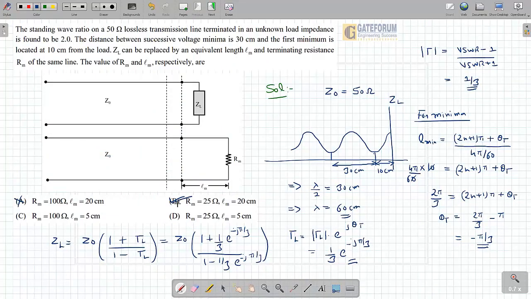Okay. One answer. So this can be a multiple select question. We have to see other options also. So we can check now 100 ohm with 5 centimeter, and we can check 25 ohm and 5 centimeter. You will find that option C will also match in this, and option D will not match. Okay. So R equal to 25 and this are met.